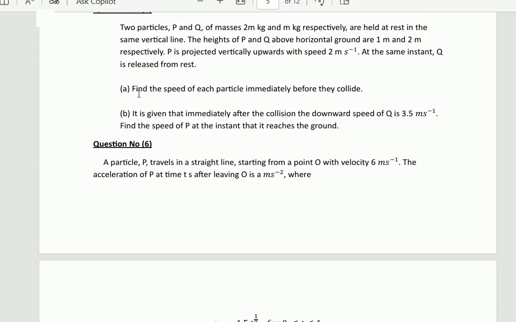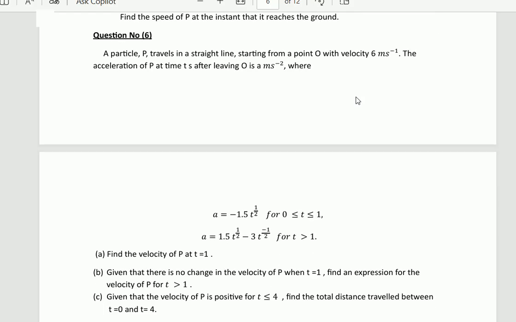Part B: it is given that immediately after the collision, the downward speed of Q is equal to 3.5 meters per second. Find the speed of P at the instant it reaches the ground.